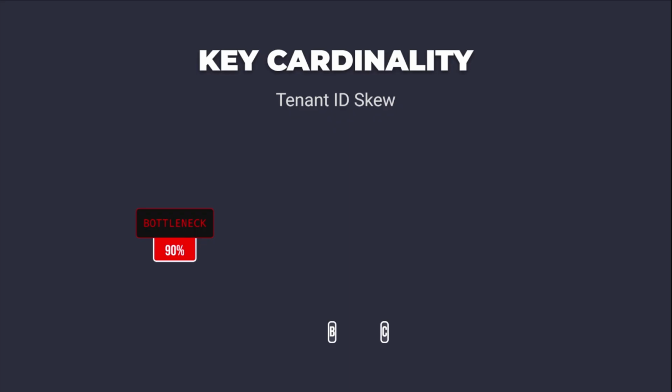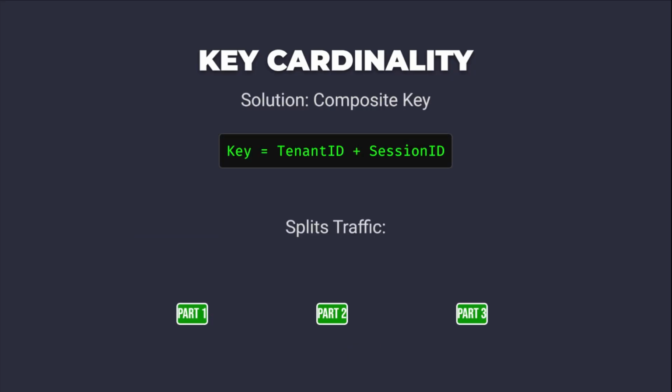Low key cardinality, where a small number of keys dominate the message volume, results in partition skew and hot partitions. For example, using a tenant identifier as the key in a multi-tenant system where one tenant generates 90% of the traffic will overload a single partition. This bottleneck limits the entire topic's throughput to the capacity of that single partition and its assigned consumer.